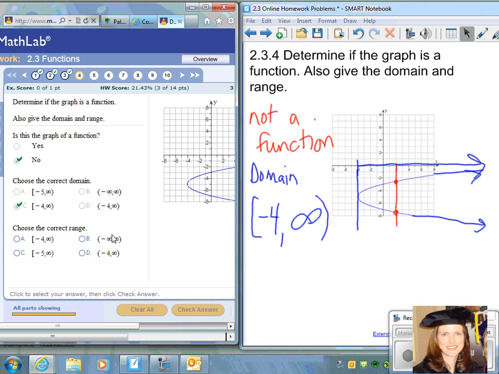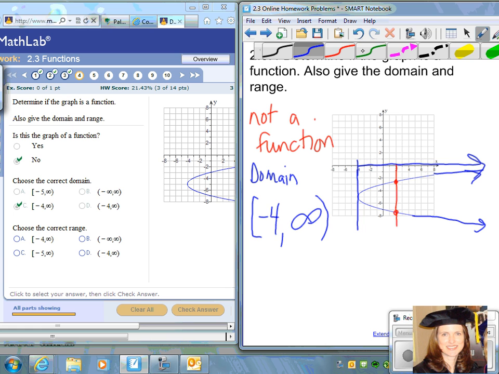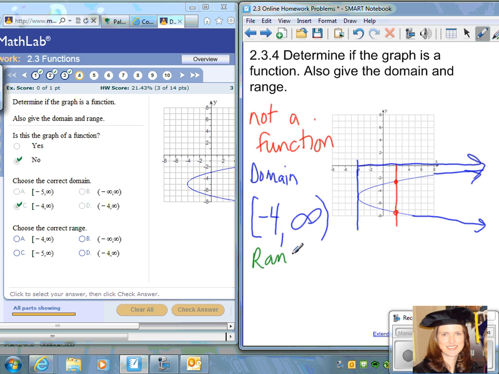And then finally the range. The range, again, is how low and how high the graph goes. On the y-axis, this graph is going to continue to go down and down and down, getting lower and lower. So it's going to be negative infinity, and it's going to continue to go up and up and up, getting higher and higher. So the range is from negative infinity to positive infinity.